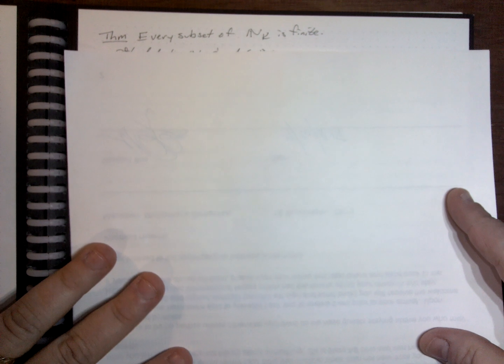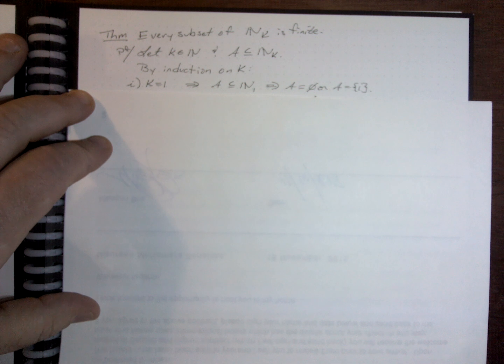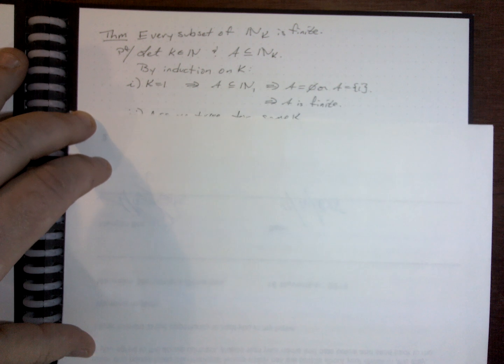And now I want to prove that every subset of n sub k is finite. Let k be an element of the natural numbers and A be some subset of n sub k. We're going to do this by induction on k. So first, if k equals 1 and A is a subset of n sub 1, that means A is either empty or A equals the set containing 1. Either way, A is finite.